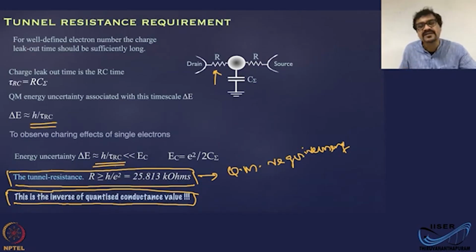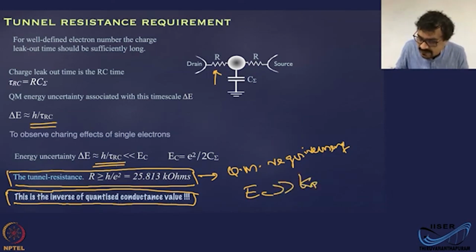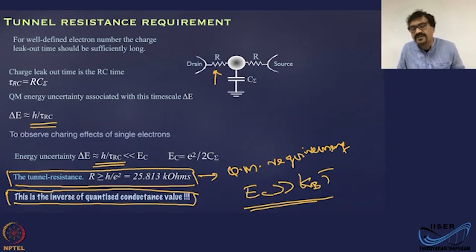Okay. So that is the quantum mechanical requirement for observing this charging or discharging effect. Whereas you have already a classical requirement, that is this EC should be far greater than kBT. That's a classical requirement. This is actually telling you that you need low temperature, and this keeps putting a requirement on the resistance of the tunnel barrier. Okay.